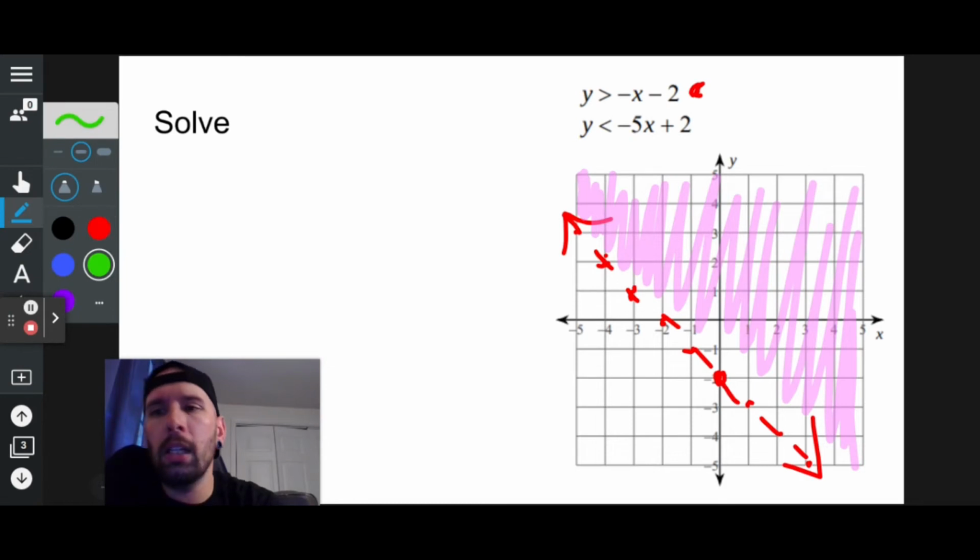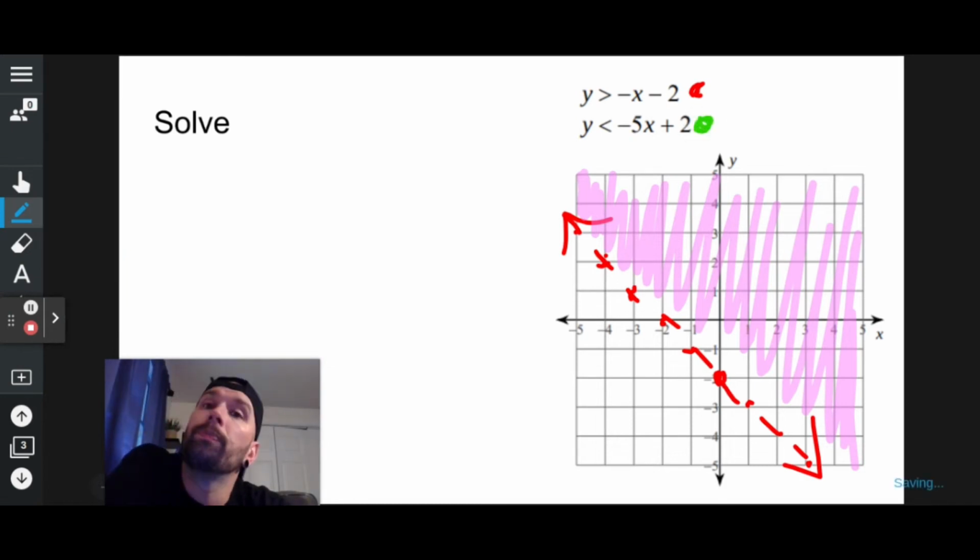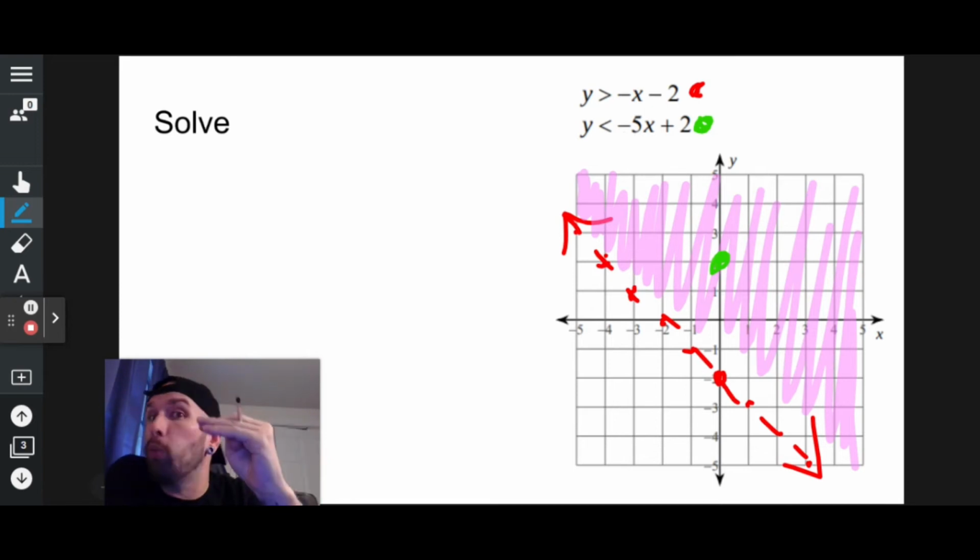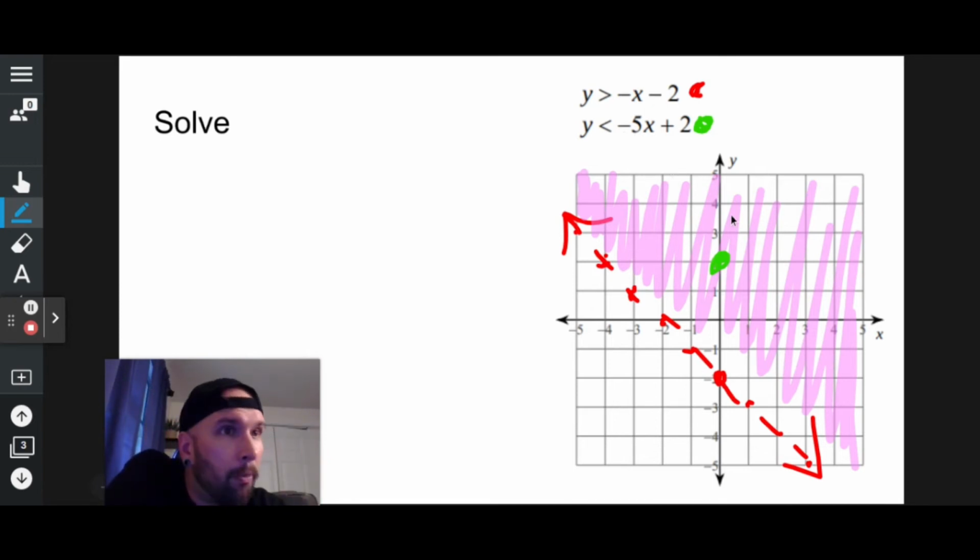I'm going to graph this guy in green. I'm going to start at +2. My slope is -5, which means up 5, left 1, but I can't go up 5, left 1, just like the last problem. But I can go down 5, right 1. That's less than, not equal to, so a dashed line.